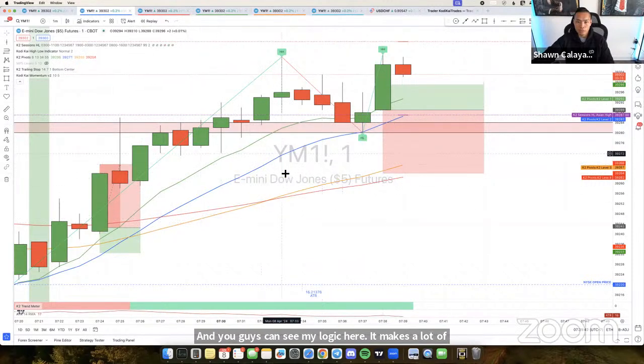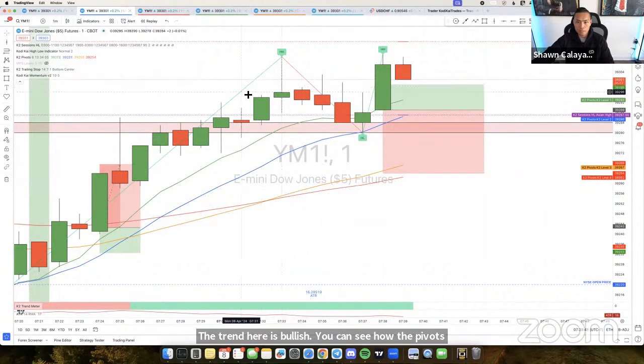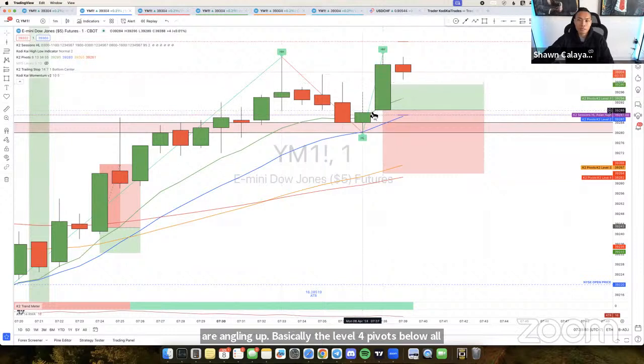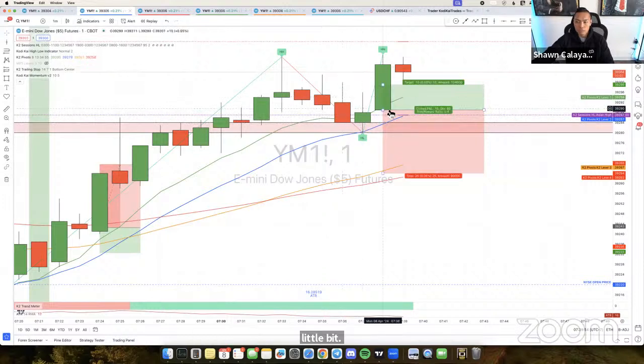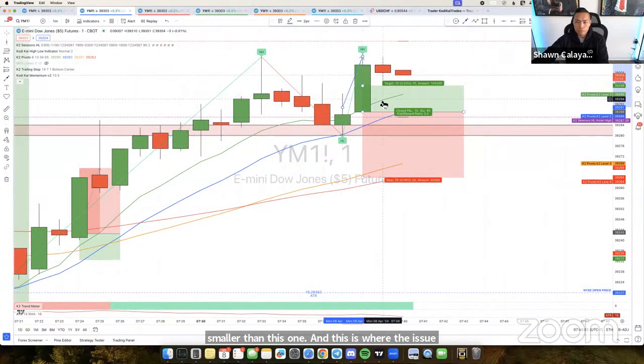The trend here is bullish. You can see how the pivots are angling up. Basically, the level 4 pivot is below all the other pivots. You see how price is kind of going sideways for a little bit. This is why it's meant to be a consolidating strategy, because you can see how price consolidates here for a little bit. You have a double body rejection. This candle here is smaller than this one. And this is where the entry would have been for the push to the upside, and it would have gone straight to TP.